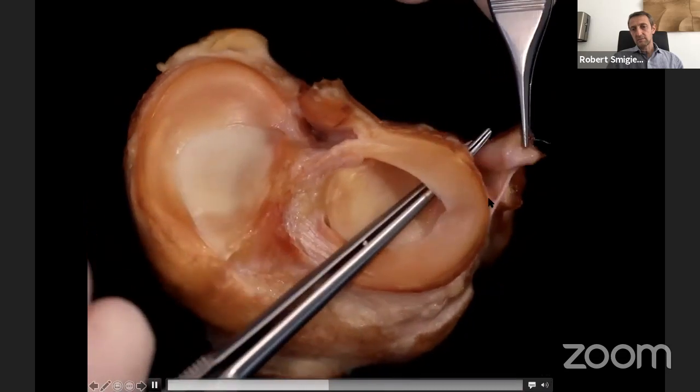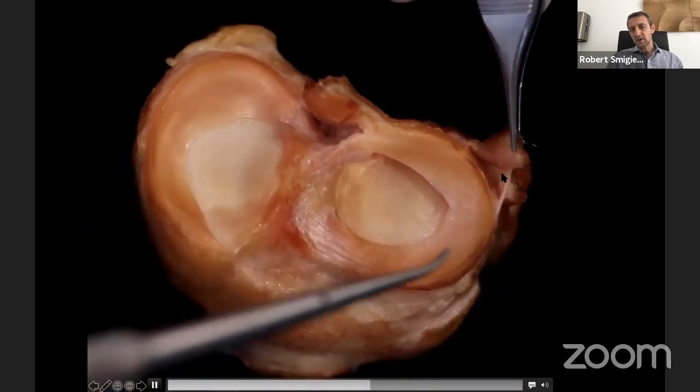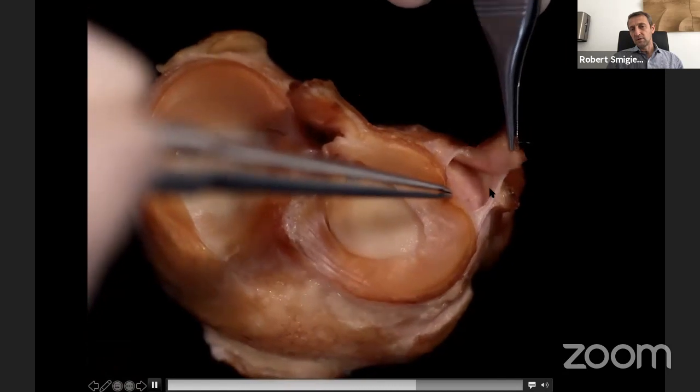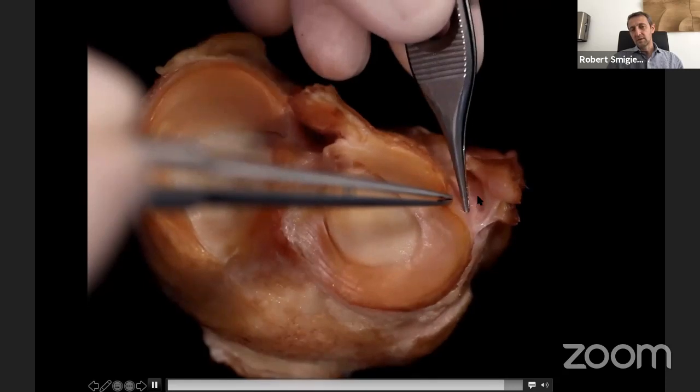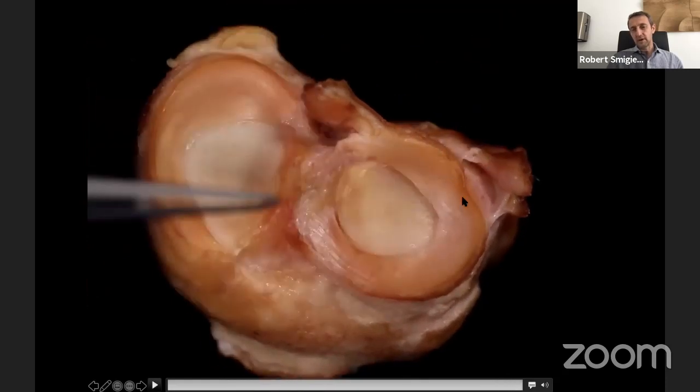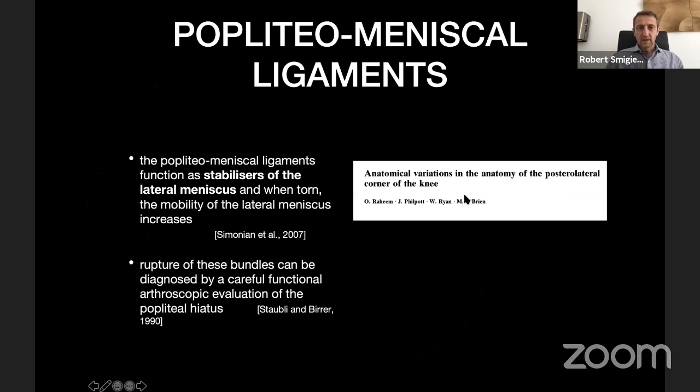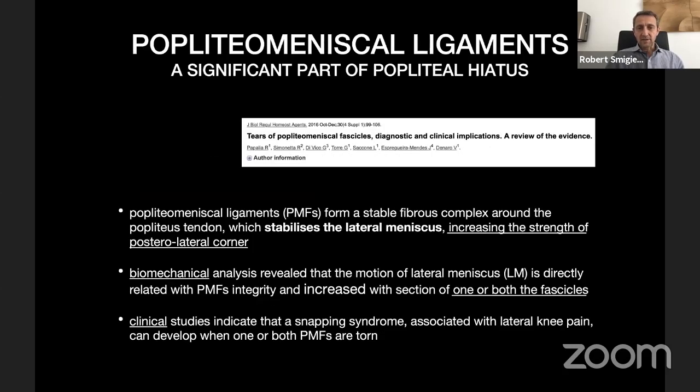You can see here the anterior superior, the inferior and the posterior superior fascicles. And this structure is the meniscofibular ligament. I will show you. Then we also have the popliteal meniscal ligaments or popliteal meniscal fascicles. These are very important structures because they increase the stability of the meniscus, and this is extremely important if we have an unstable lateral meniscus.